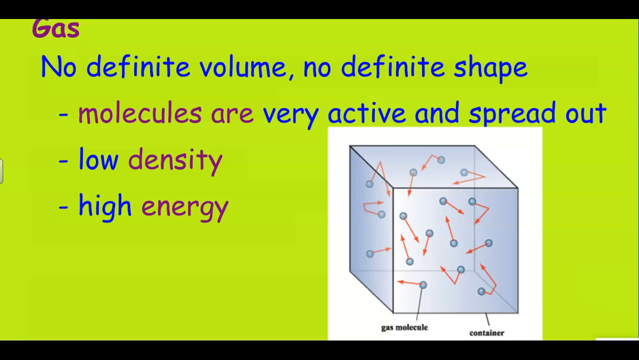Gases have no definite volume and no definite shape. The molecules are so active and spread out that they'll fill any container that you have. Their density is quite low. The number of molecules of a gas are very low, and they're very spread out. They have high energy, which means they move quite a bit.